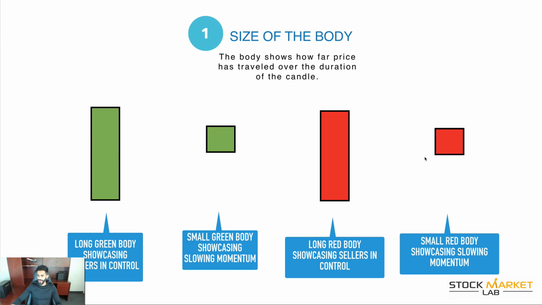Red body, small red body, which is showcasing momentum is slowing. Now some people might say, well, these are both red. So don't they both mean sellers are in control? And these are both green. So doesn't that mean buyers are in control?